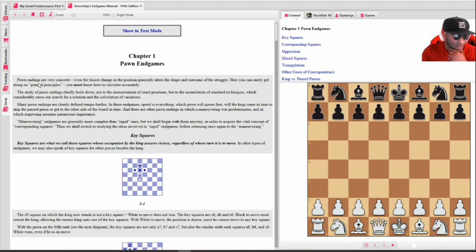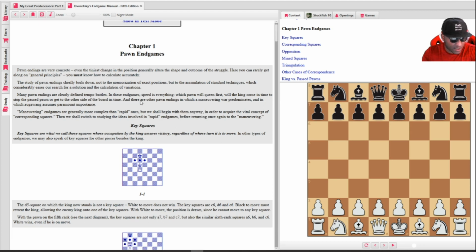Pawn Endgames. Pawn endings are very concrete. Even the tiniest change in a position generally alters the shape and outcome of the struggle. Here, you can rarely get along on general principles. You must know how to calculate accurately. The study of pawn endings chiefly boils down not to the memorization of exact positions, but to the assimilation of standard techniques, which considerably eases our search for a solution and the calculation of variations.